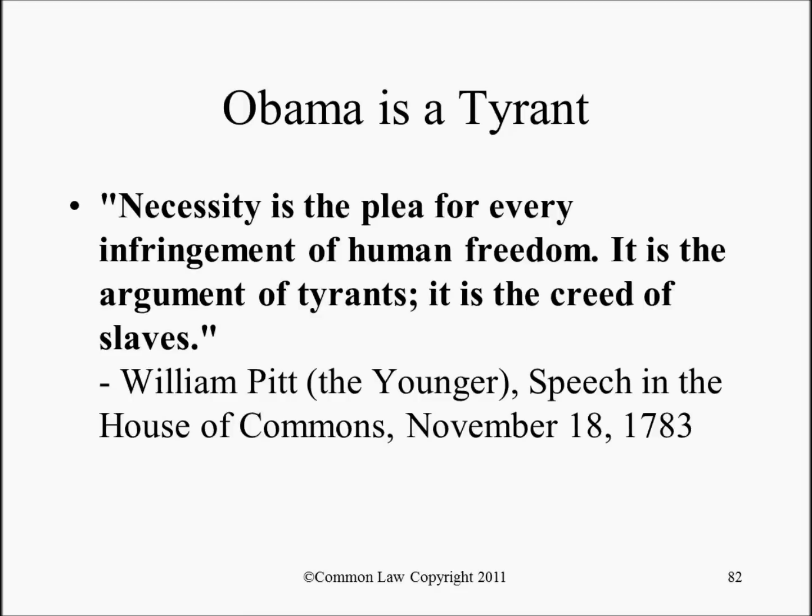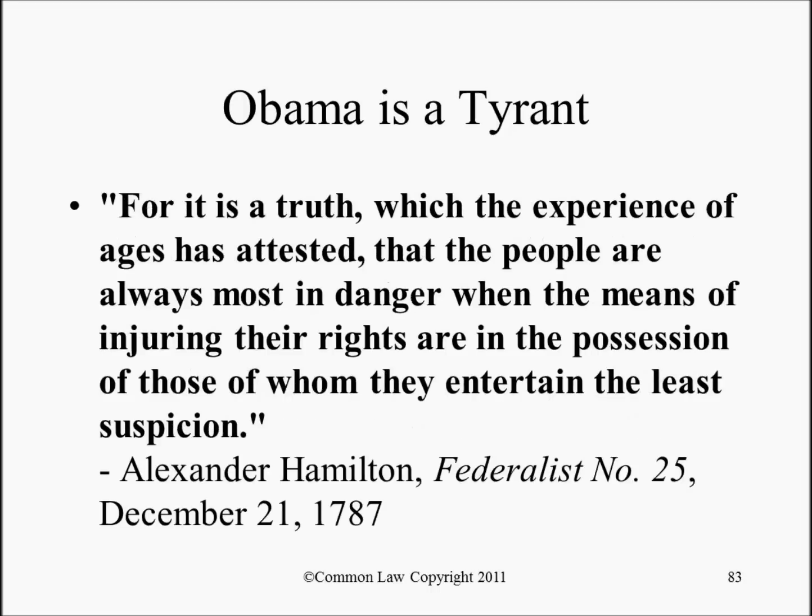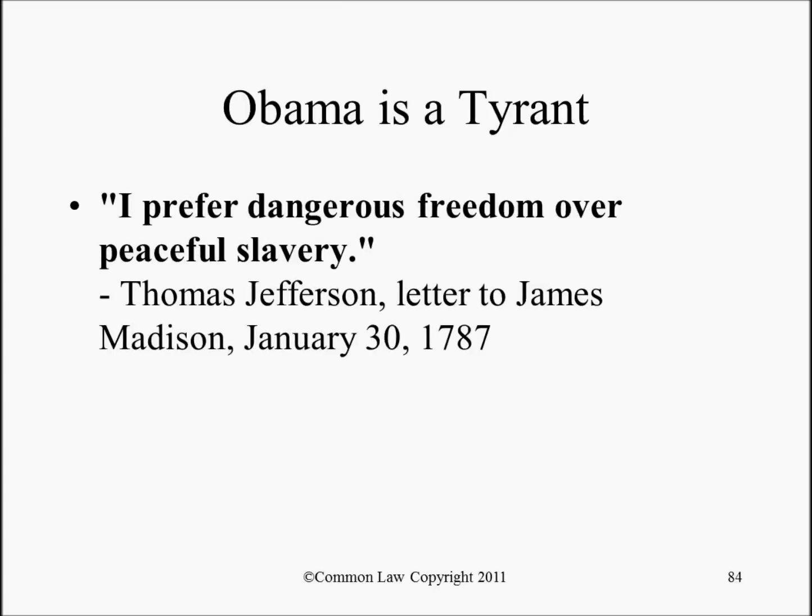This is not anything new, people. For it is a truth which the experience of ages has attested that the people are always most in danger when the means of injuring their rights are in the possession of those whom they entertain the least suspicion. And that's Alexander Hamilton. That's why they want to take the guns, people. I prefer dangerous freedom over peaceful slavery, and that's Thomas Jefferson.